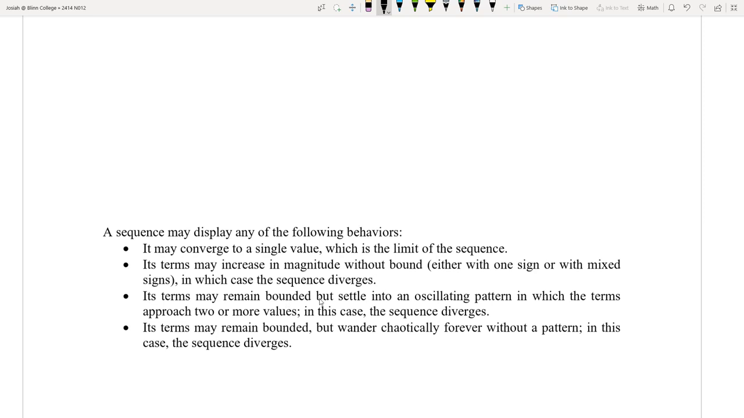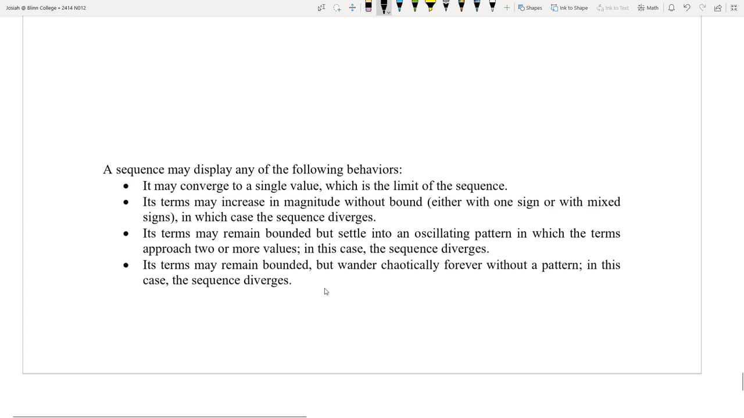The terms may settle to an oscillating pattern in which we're approaching 2 or maybe even more values, but that still diverges. They may stay bounded even, but just wander forever without a pattern. That will diverge also. And so that will be our basis, this idea of sequences. We'll go ahead and start from that point, and we'll build up into something even bigger and better in the next section.